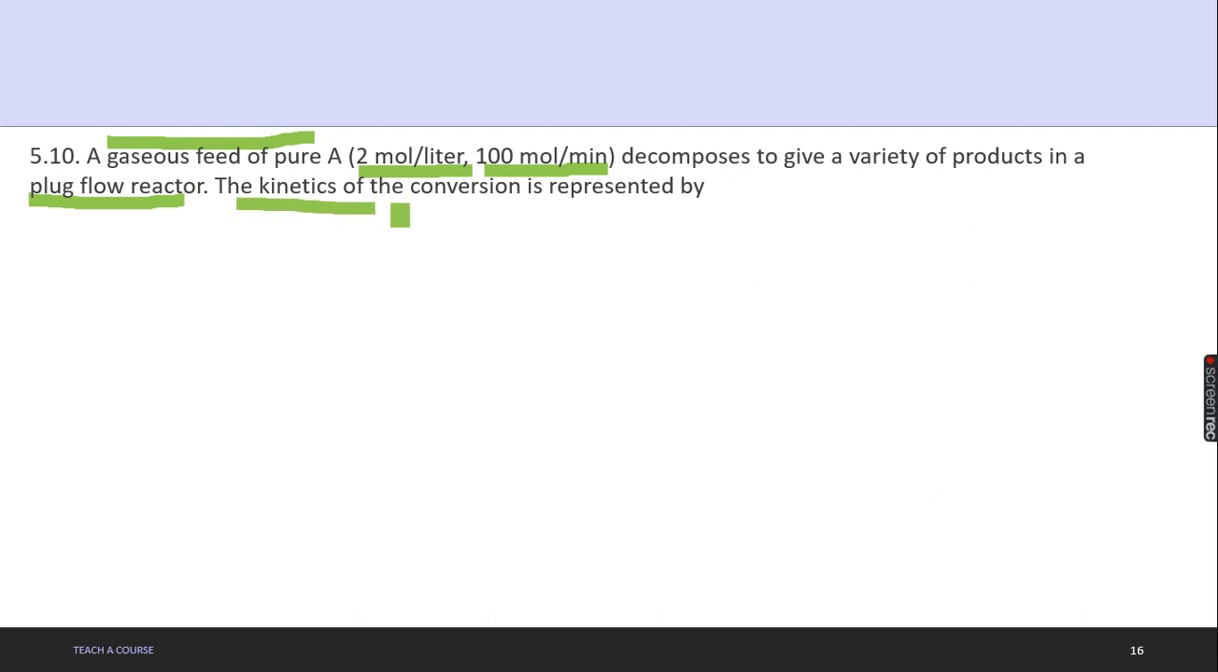The kinetics of the conversion is represented by a simple approach: A equal to 2.5 P. Here it is something different, we need to understand and focus. And Ra is given: minus Ra equal to 10 into Ca.